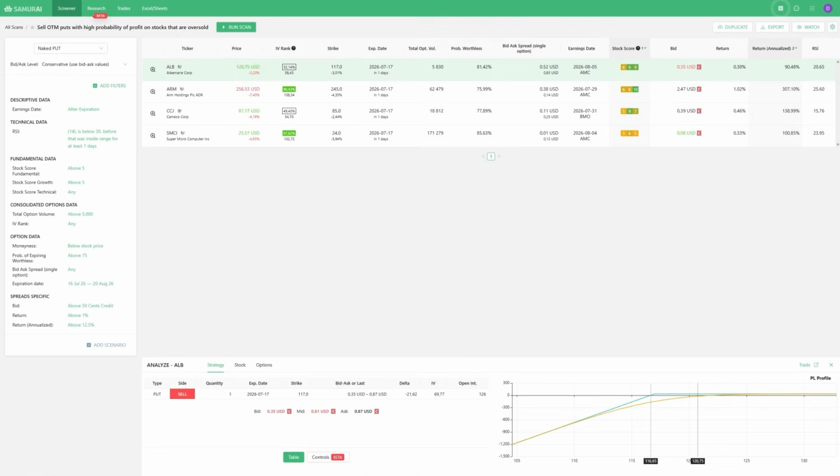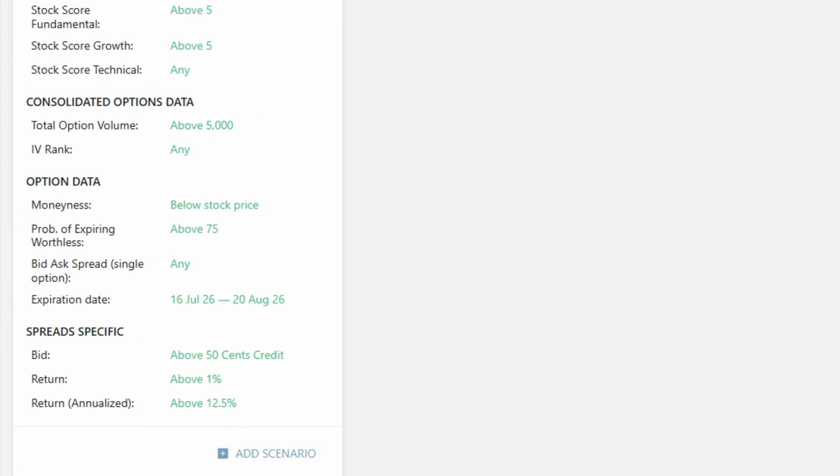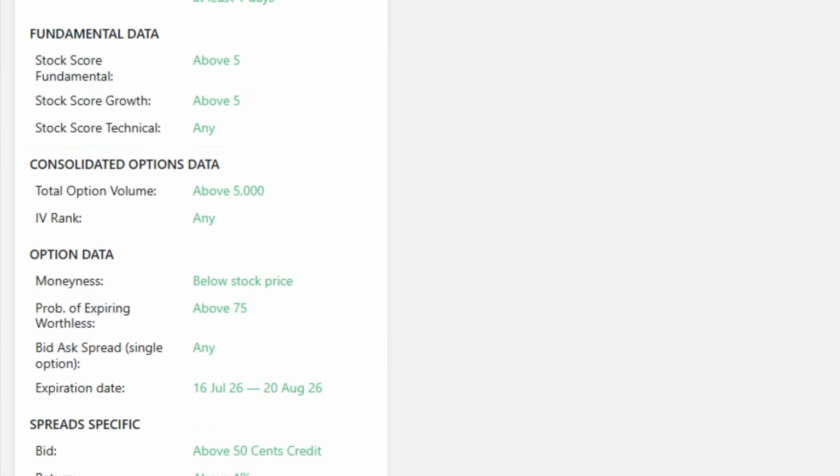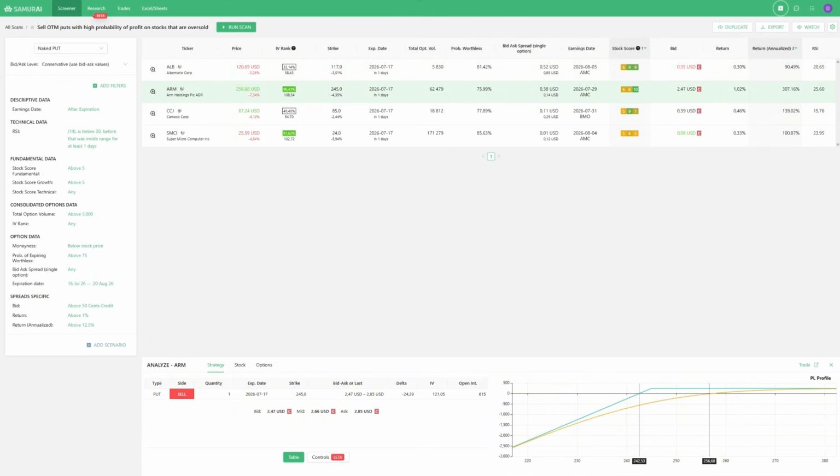Now, how many results you get depends on the market. Some days it's a long list of names, other days just a couple. But either way, these are high probability put trades on good companies that are oversold right now. Take a second to look through them. These are real setups you could actually trade.